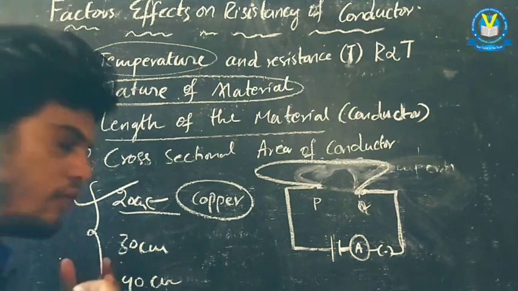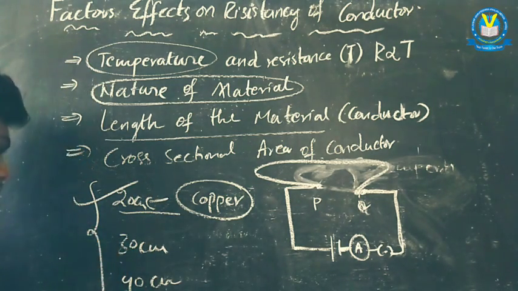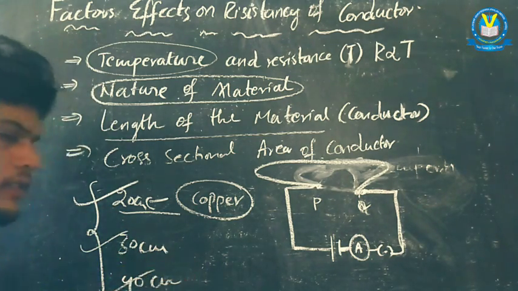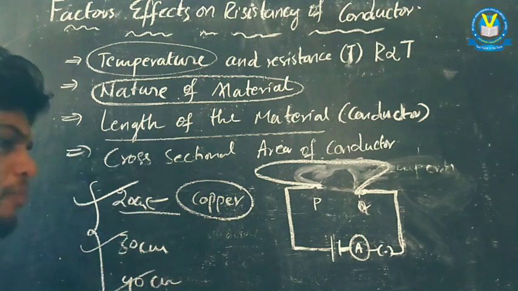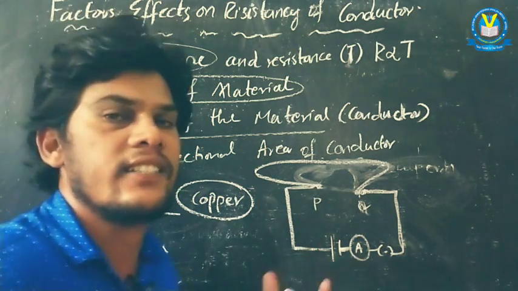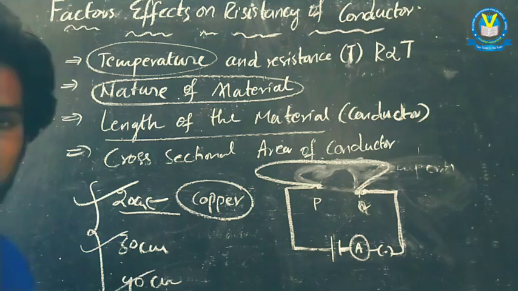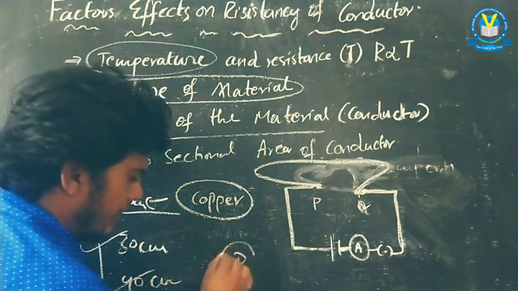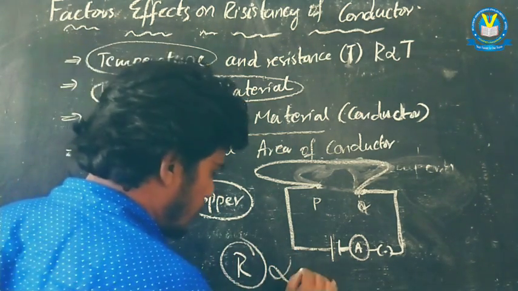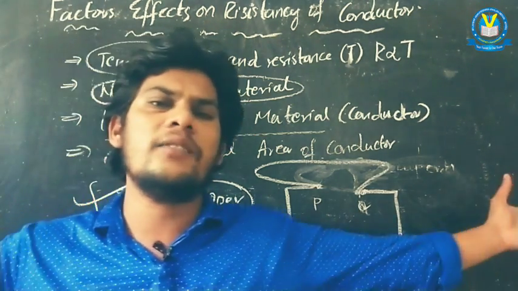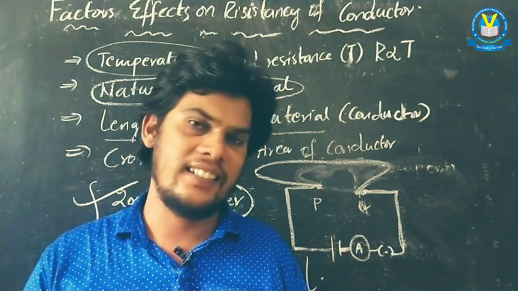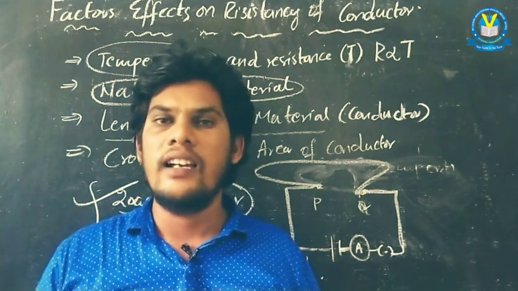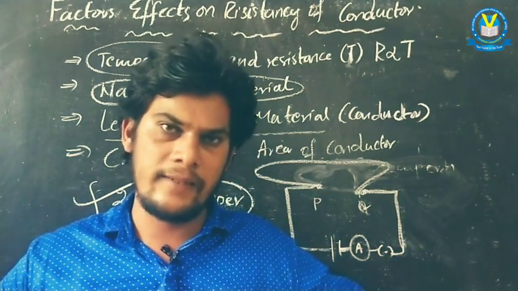The resistance of the 20 centimeter wire is less. The resistance of the 30 centimeters is more than the 20 centimeters. The resistance of the 40 centimeters is more than the 30 centimeters. So we can observe that by increasing the length, the resistance increases. From this observation, we can conclude that the resistance of any conductor is directly proportional to its length. Length increases means resistance increases. So the resistance of any conductor depends upon its length.